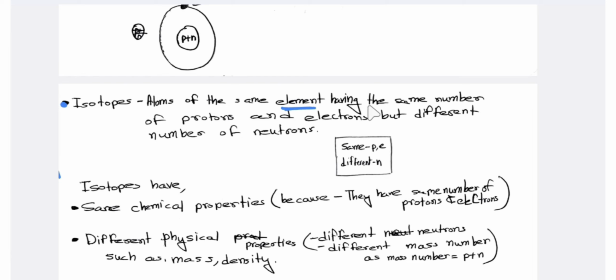Isotopes are atoms of the same element having the same number of protons and electrons but a different number of neutrons. So isotopes have a different number of neutrons.